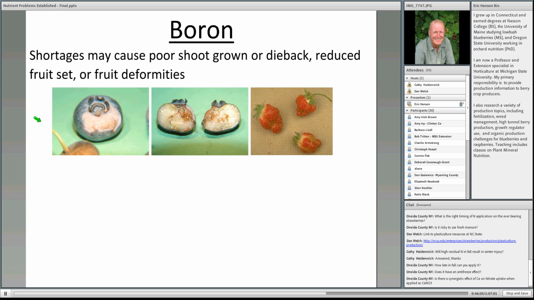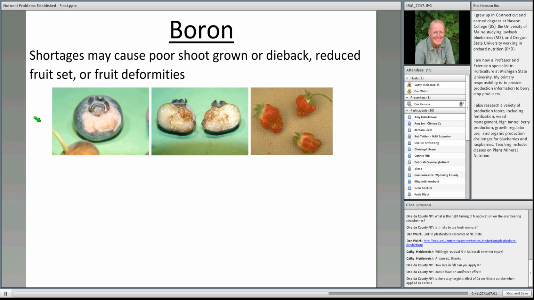Boron is an interesting micronutrient, and it can become deficient in berry crops. Generally, if there's a shortage, it causes poor shoot growth and dieback, or reduced fruit set, or sometimes fruit deformities.